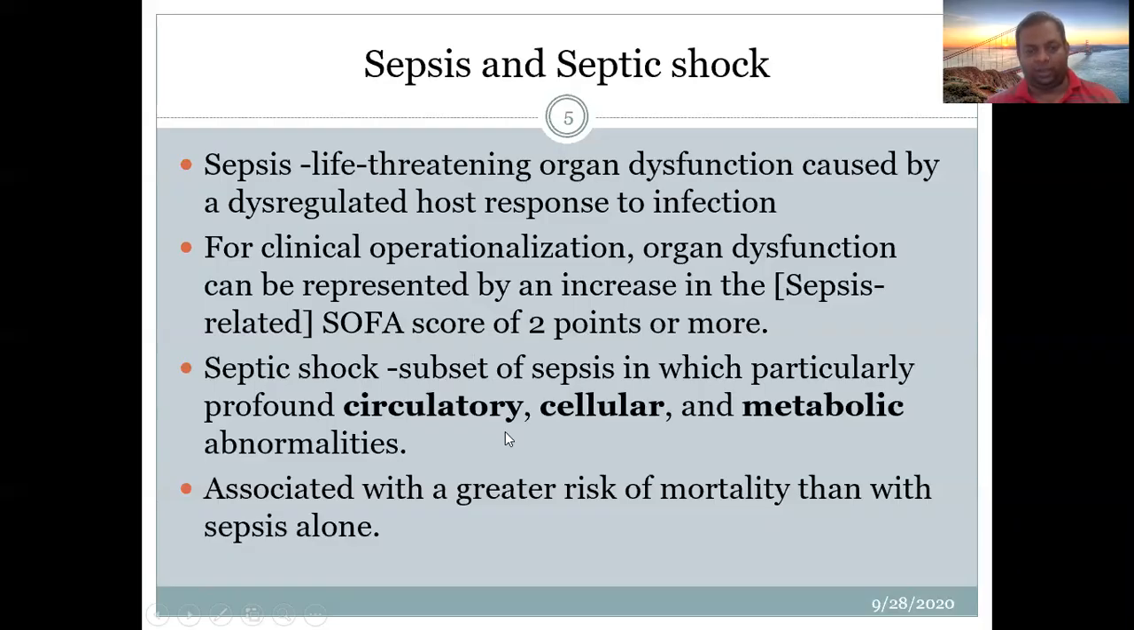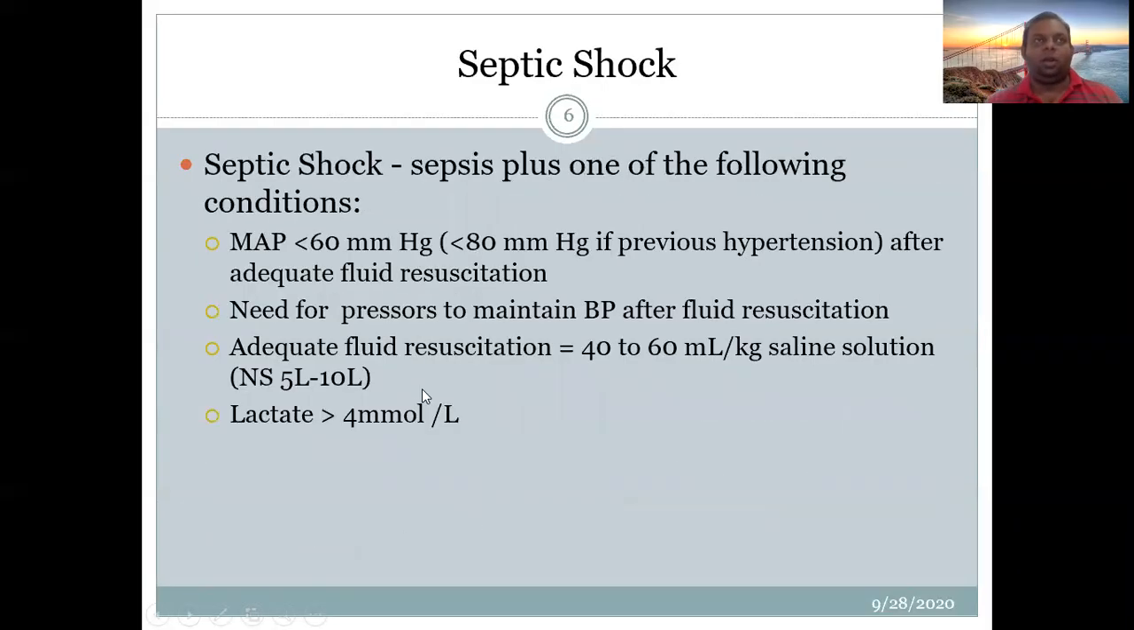Septic shock is a subset of sepsis in which particularly profound circulatory, cellular, and metabolic abnormalities lead to shock, collapse, associated with a greater risk of mortality than with sepsis alone. Septic shock is sepsis plus one of the following conditions: mean arterial pressure less than 60 mmHg, or in a previously hypertensive patient less than 80, after adequate fluid resuscitation. That's the main important thing.